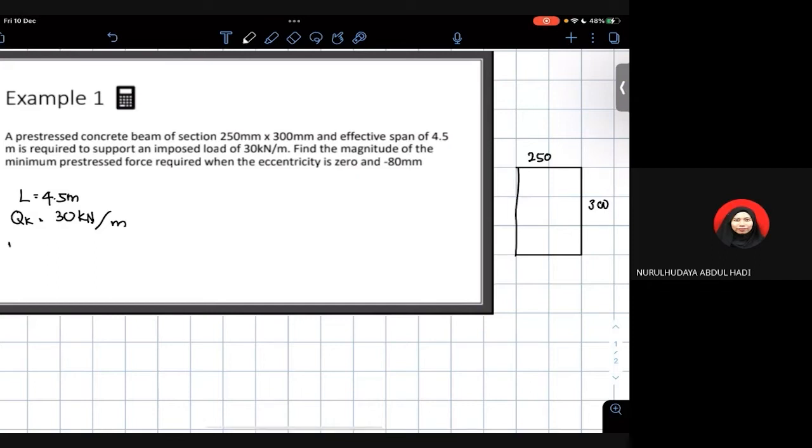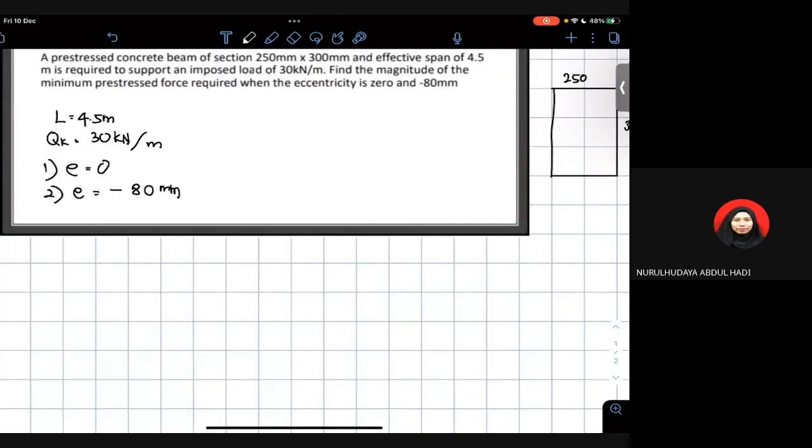For the first question, we need to find it when eccentricity is 0. And for the second question, when eccentricity is negative 80 mm. If you watch the YouTube video this morning, this is the formula that we have. P is equal to M max divided by Z over A minus e. This is indeed the general formula for the pre-stressed concrete.